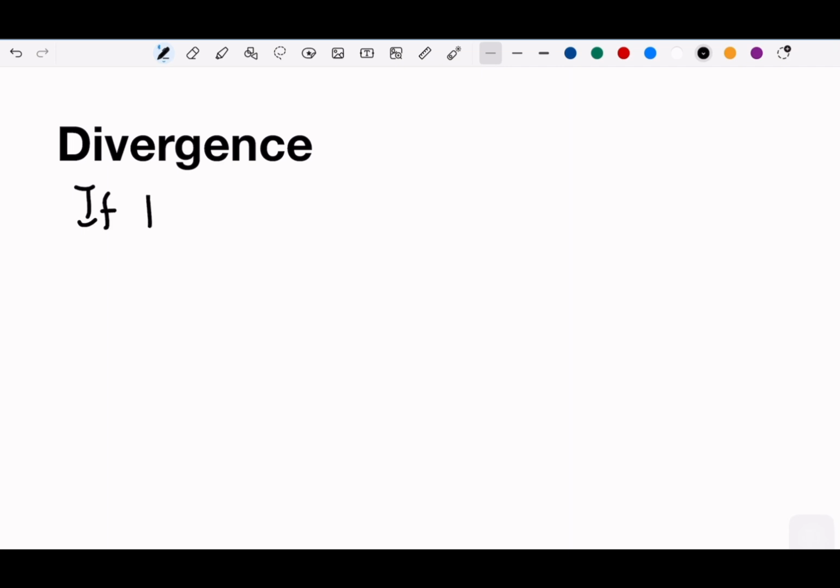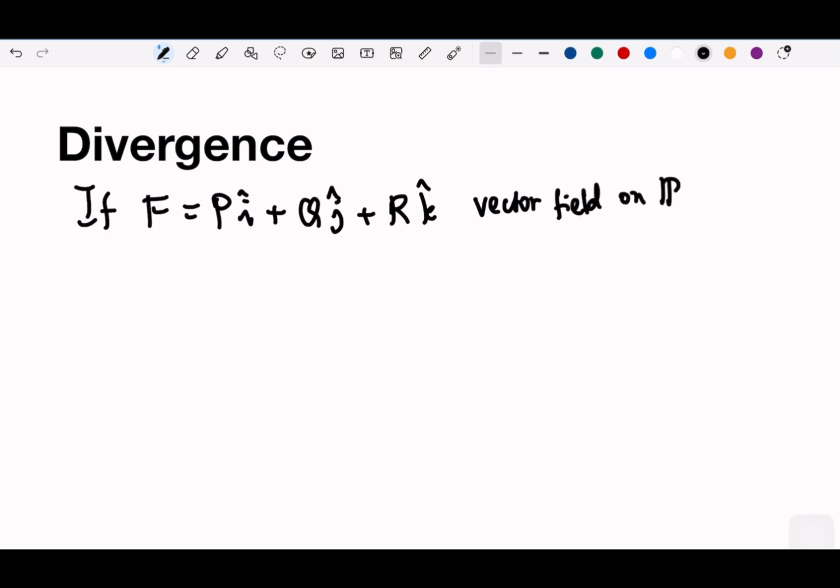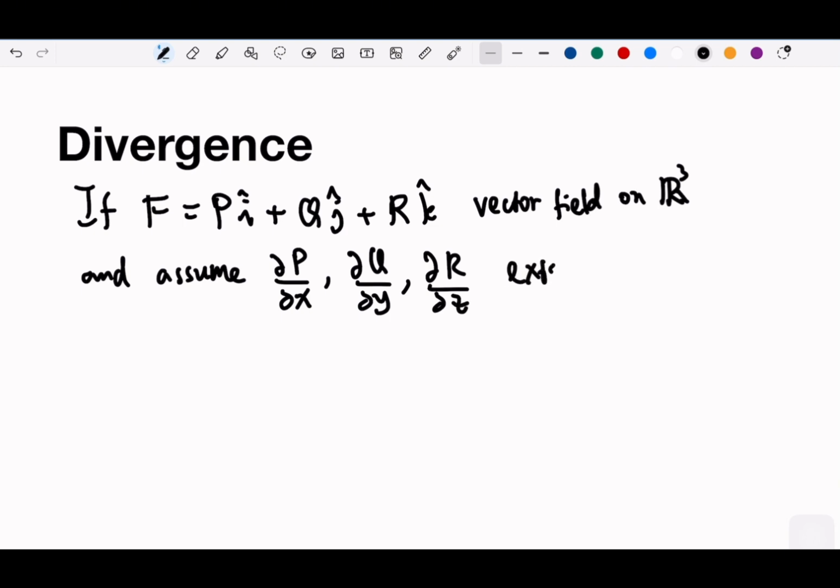So we have a vector field F. Let's say this is P, Q, and R. So we have this P, Q, R. This is a vector field on 3-dimensional space. And assume the partials exist.